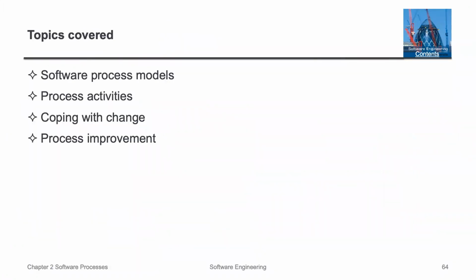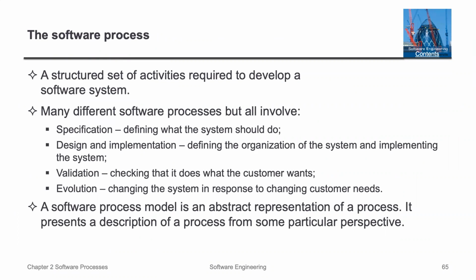There are four main things that we'll be dealing with. What are the software process models? What are the process activities that typically take place? How do we cope with change, the change of requirements, the updating of the code and so on? And finally, the discussion on process improvements. So let's talk about a software process.